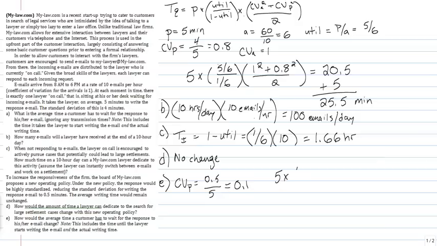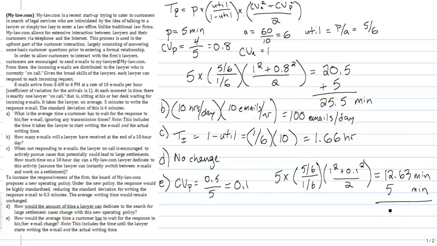An activity time of 5 times a utilization of 5/6 over 1/6, times 1 squared plus the new CVP of 0.1 squared, all over 2. This yields a response of 12.63 minutes of waiting time. Just like in the previous part, the lawyer will take 5 minutes to actually write his response, so it'll be 17.63 minutes before the customer hears back.